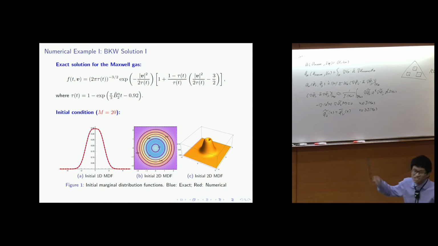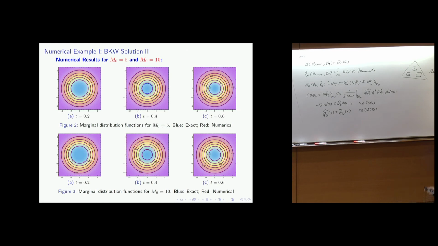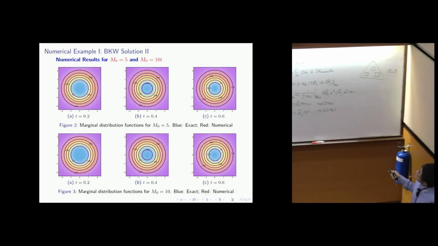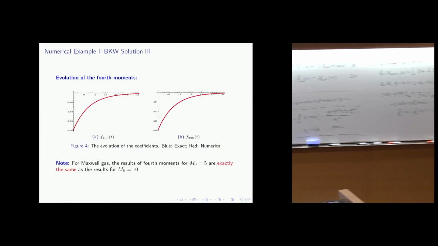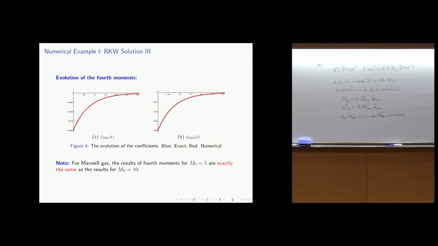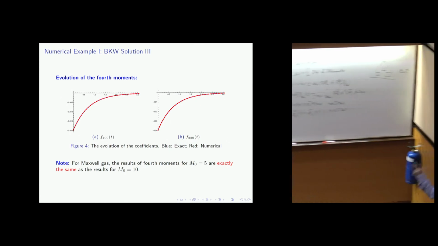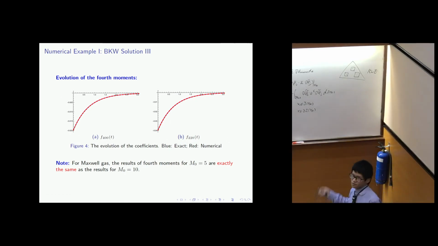But this is just the initial condition. When time evolves, then you can see that we still get very good approximation. Here, M0 is just chosen as 5 or 10. For 5, maybe you can still identify some difference, but for M0 equal to 10, it's almost identical. Okay, this is the evolution of some moments. I just want to show that it matches the exact solution very well.